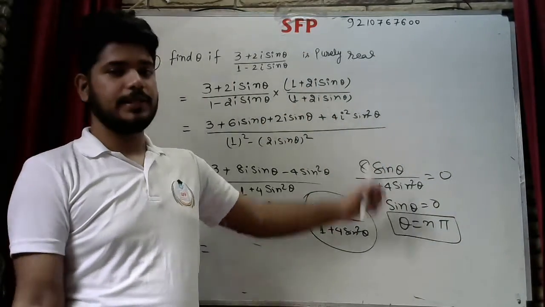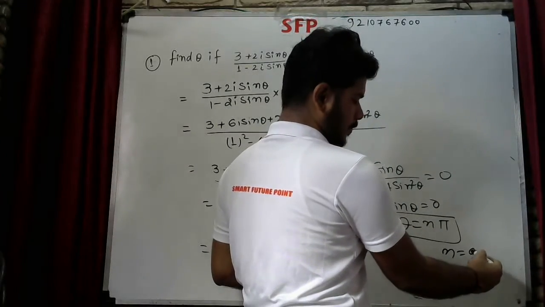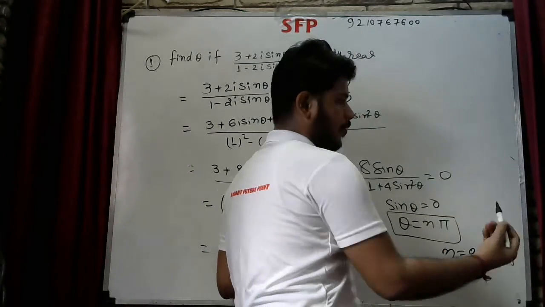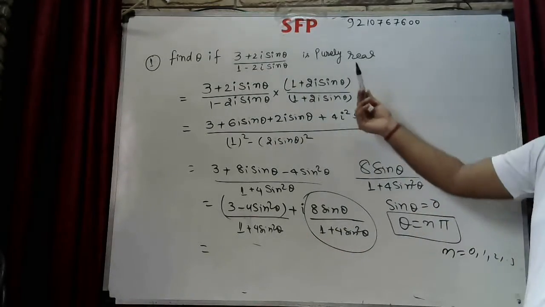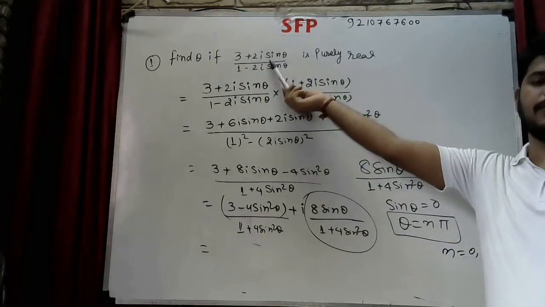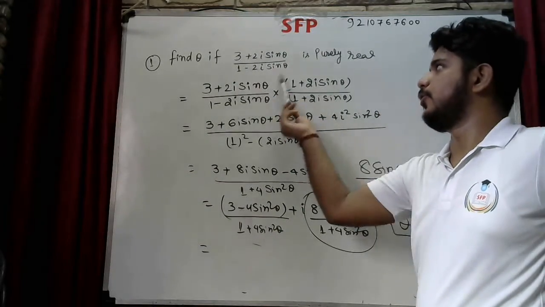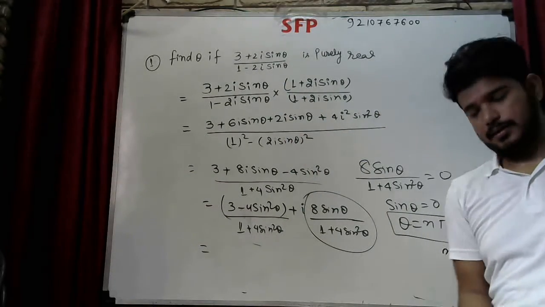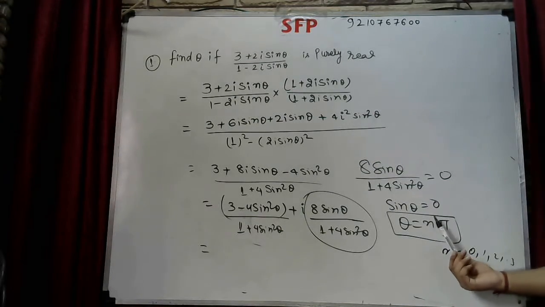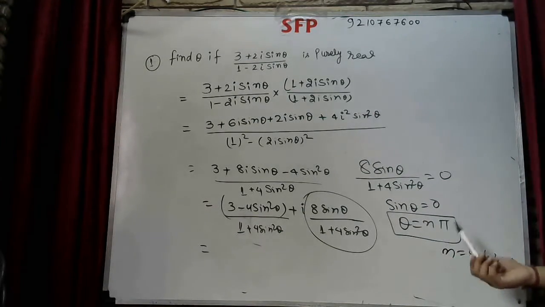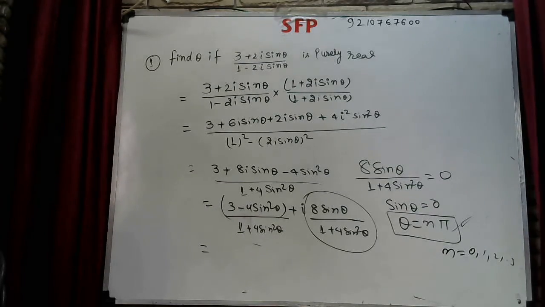It means the value of theta should be n pi. n pi means either n is equal to 0, 1, 2, 3, 4, 5, whatever. So there is no specific value. It can have infinite values of theta for this to be purely real. And for the general form, we can write theta should be in the form of n pi. Fine. This equation is from trigonometry.